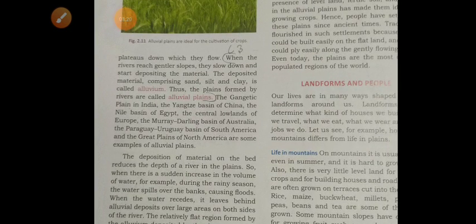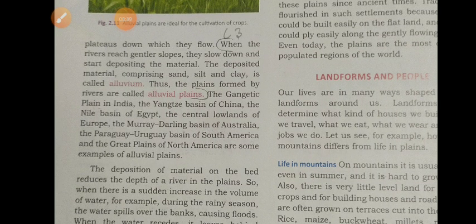Then dissected plateau. What is a dissected plateau? A plateau that is cut into sections by the valleys or rivers flowing through it. We learned about different types of plateaus: tectonic plateau, volcanic plateau, intermontane plateau, Piedmont plateau, continental plateau, dissected plateau. Okay, and then we discussed the plain.